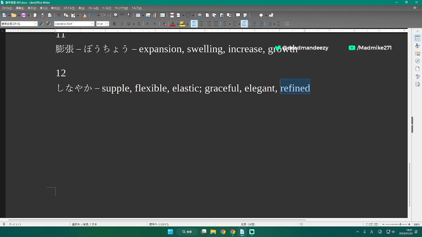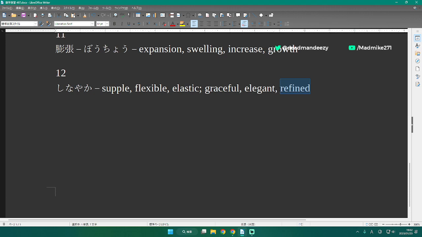Shinayaka. Shinayaka is flexible or refined. Shinayaka desu. Shinayaka is flexible or refined.